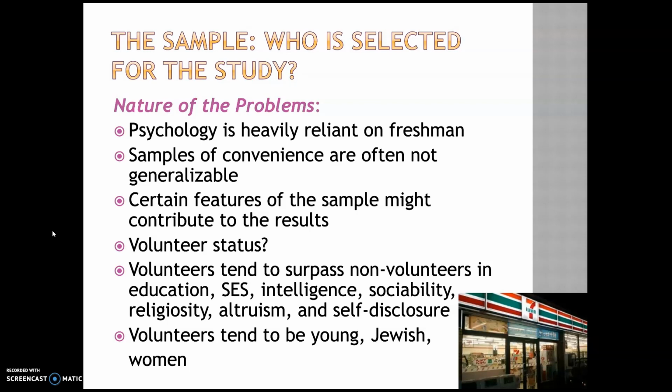What does that mean in terms of research? Why do the non-volunteers not volunteer, and what data are we missing from these people who don't volunteer for research? And as a generalization, volunteers tend to be young Jewish women. So we're seeing a specific demographic that seems to volunteer time and time again. So what do we do?